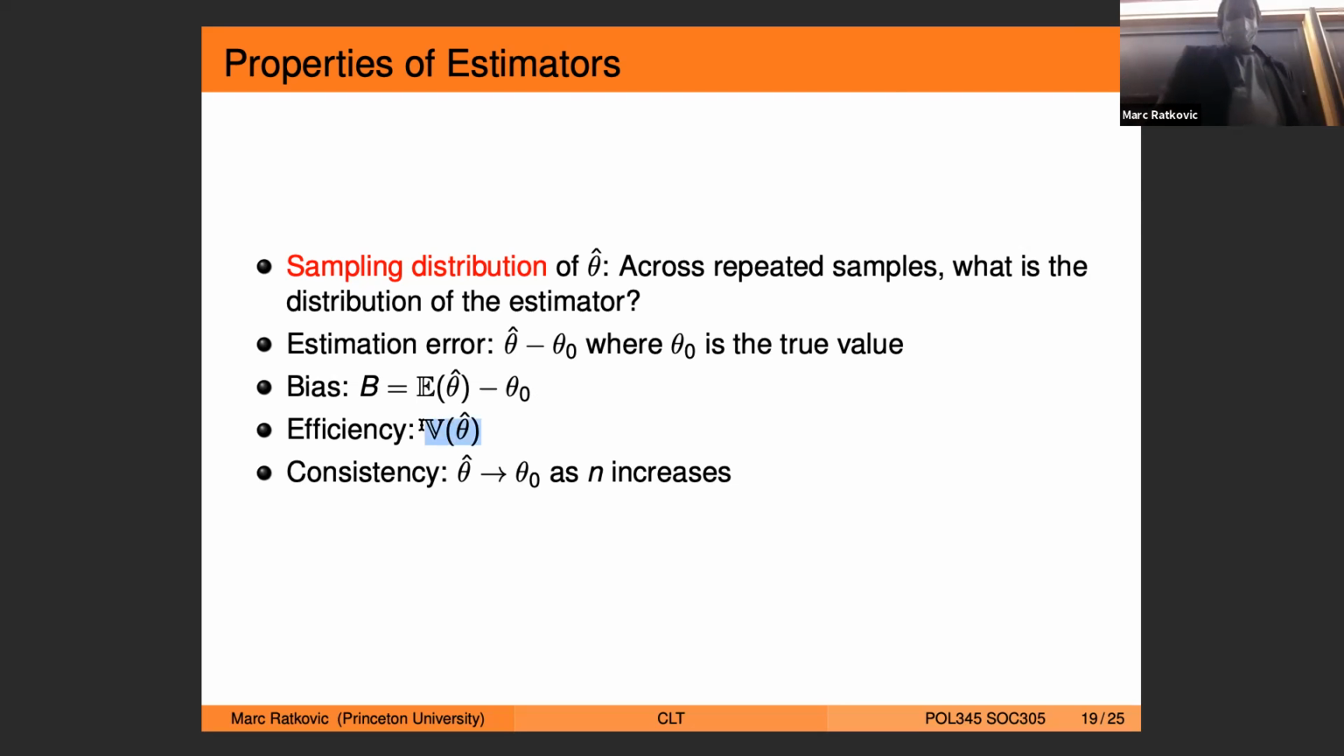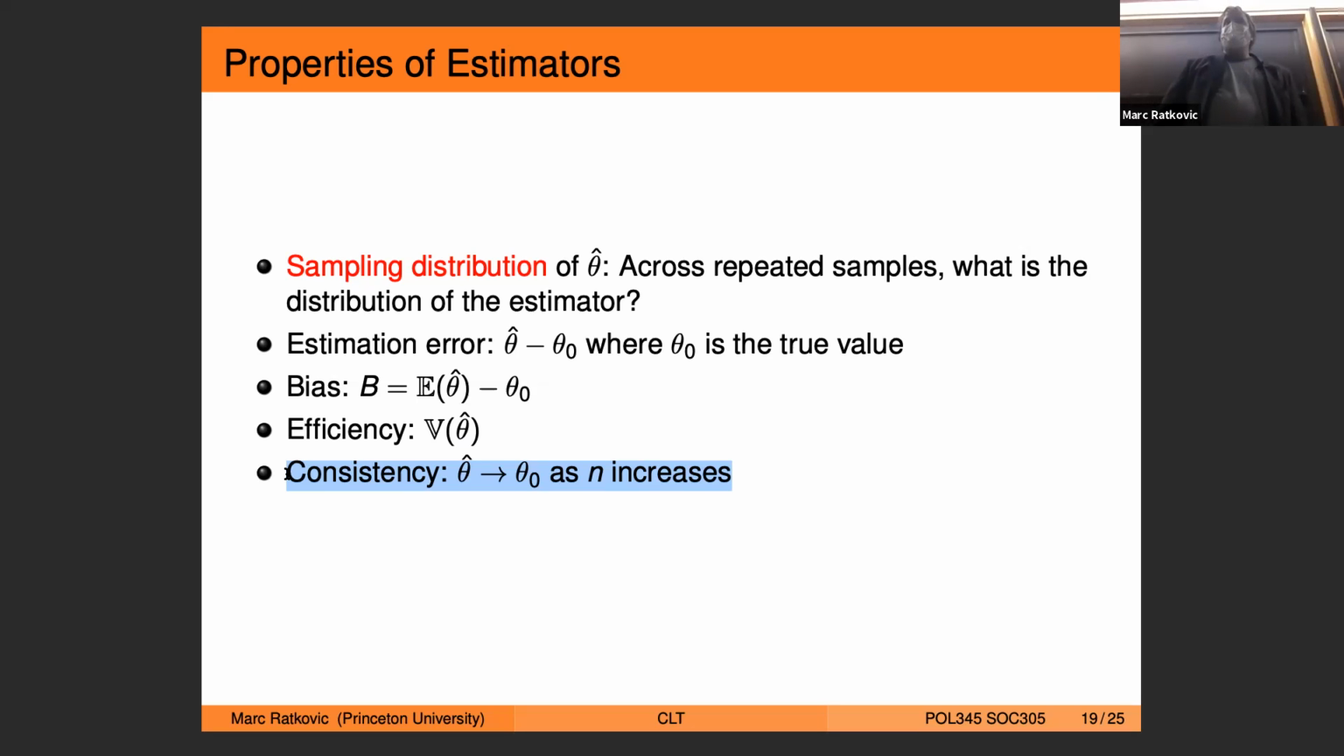The efficiency of an estimator is its variance. So in this case, efficiency is just going to measure the spread of our estimate, which is going to govern our estimate of the margin of error. The last part follows directly from the law of large numbers, which is that as we get more and more data, we expect our estimator to converge to the true value.